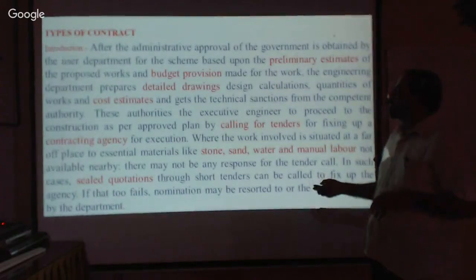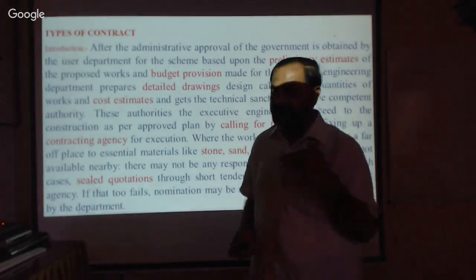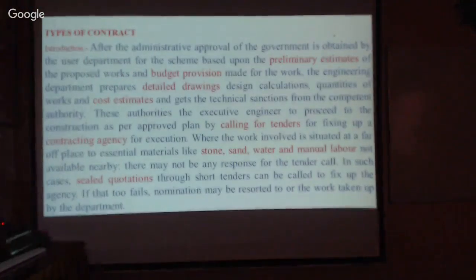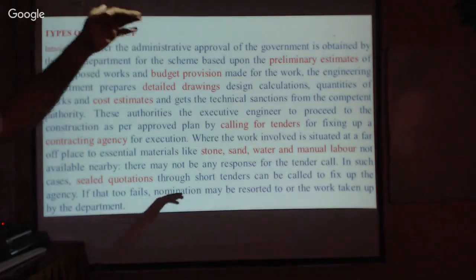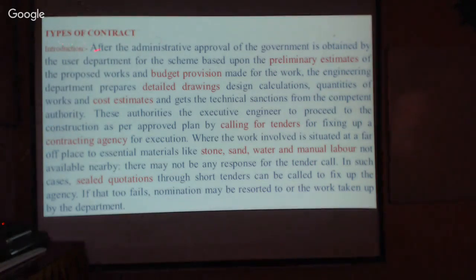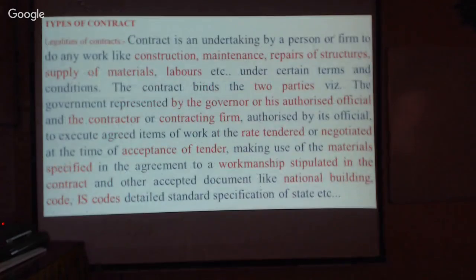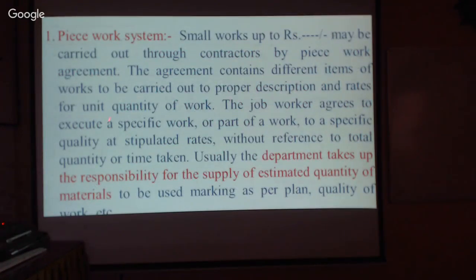Now let us see, whatever I have discussed now is elaborately explained in the slide. Till now, the different types of contract that I have explained are available in the slide. See, legality of contractors, that is construction, maintenance, repair, law, already I told you. There are different methods applied for accepting tender or handing over the job, we can decide it. Now piece work, the responsibility of the department: it takes up the responsibility for the supply of the estimated quantity of material, that is, the department can execute the job.